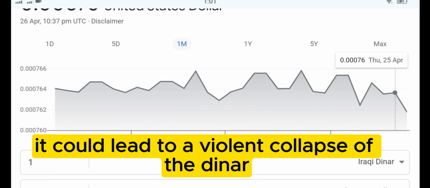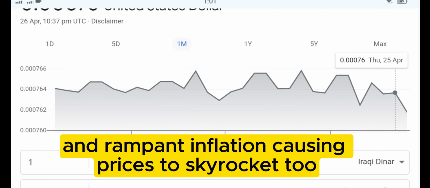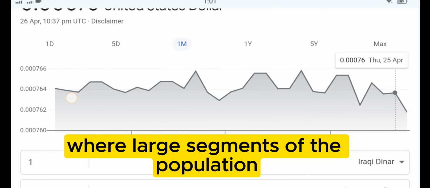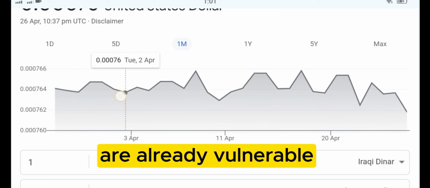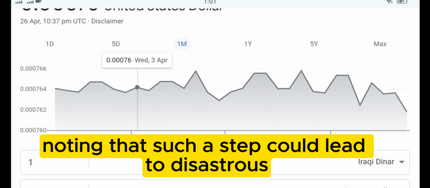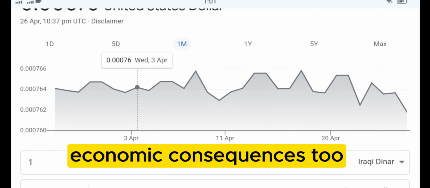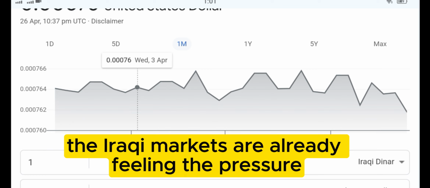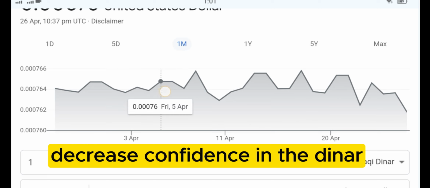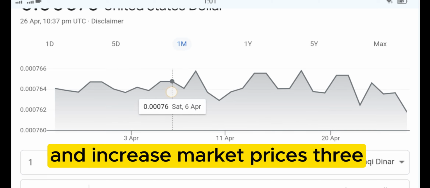The dangers of floating a currency without the necessary economic foundations are real. It could lead to a violent collapse of the dinar and rampant inflation, causing prices to skyrocket. This is particularly concerning for Iraq, where large segments of the population are already vulnerable. Economist Nebel Alabama Masoumi has warned of these dangers, noting that such a step could lead to disastrous economic consequences. The Iraqi markets are already feeling the pressure, with specialists warning that floating the dinar could further raise the dollar, decrease confidence in the dinar, and increase market prices.